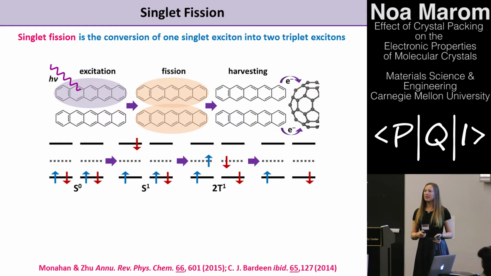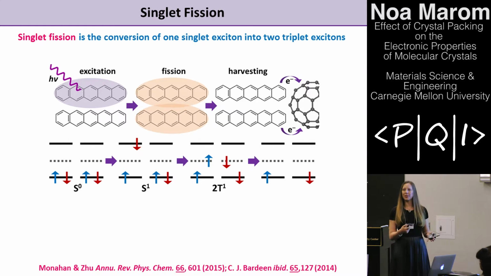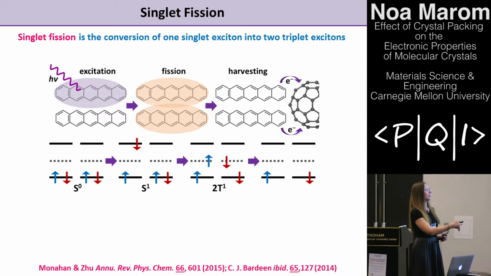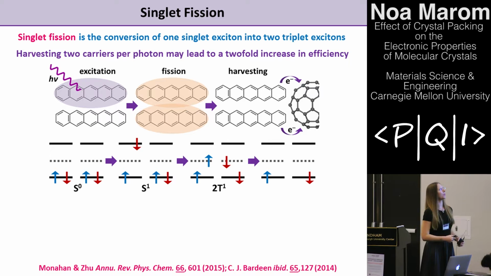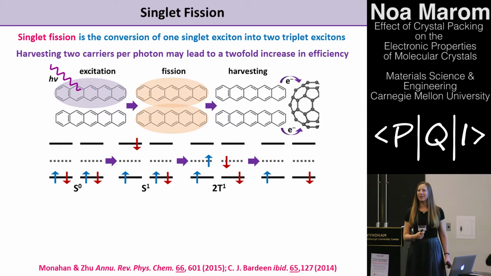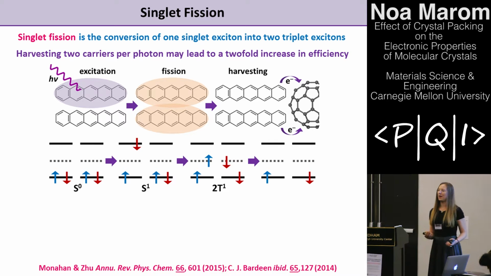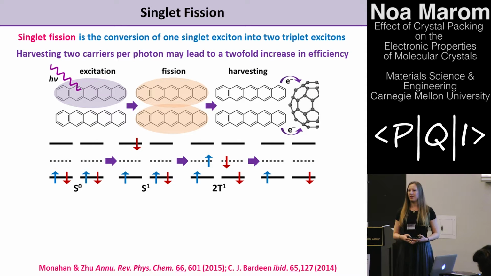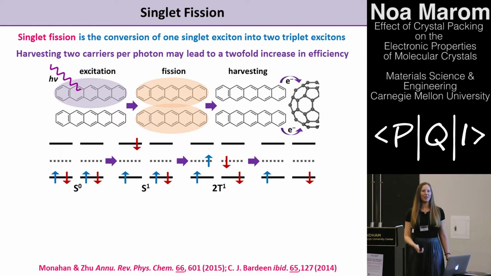So this is a spin-allowed transition because the total spin of the two molecules together is still 0. And so then you might be able to harvest the two triplet excitons, and then you end up with two charge carriers for the price of one photon, which means that you might be able to increase the efficiency of organic solar cells by twofold.